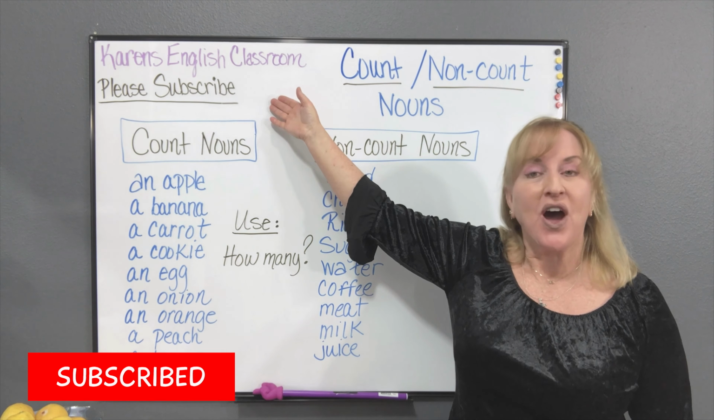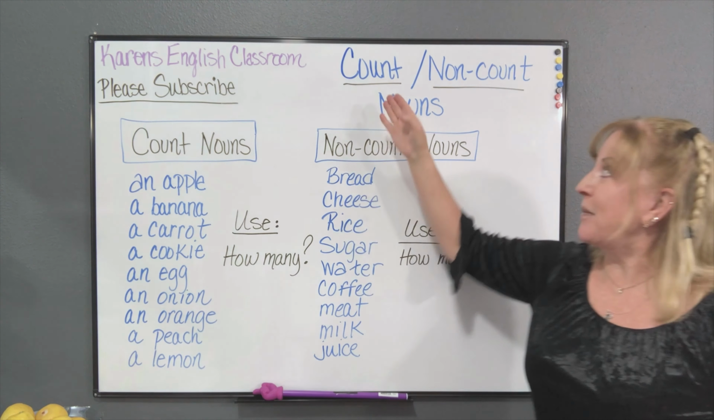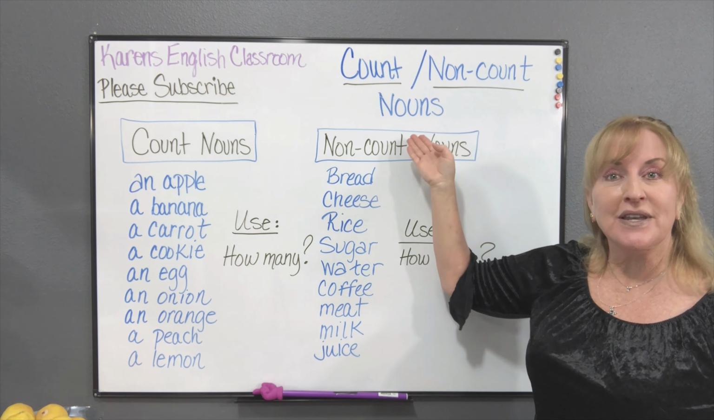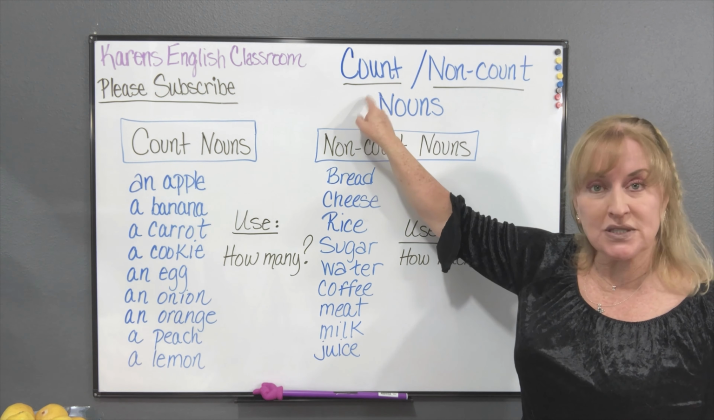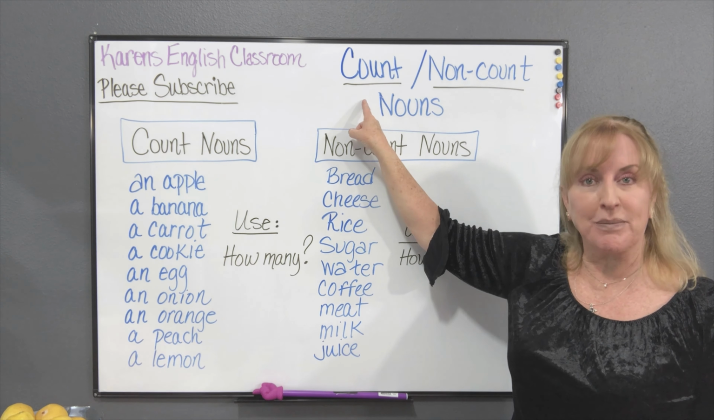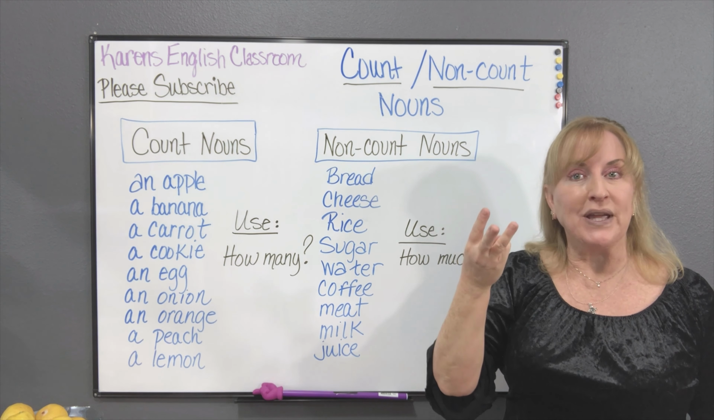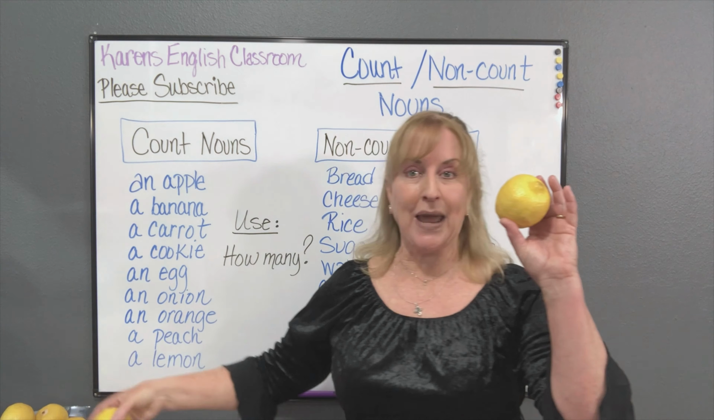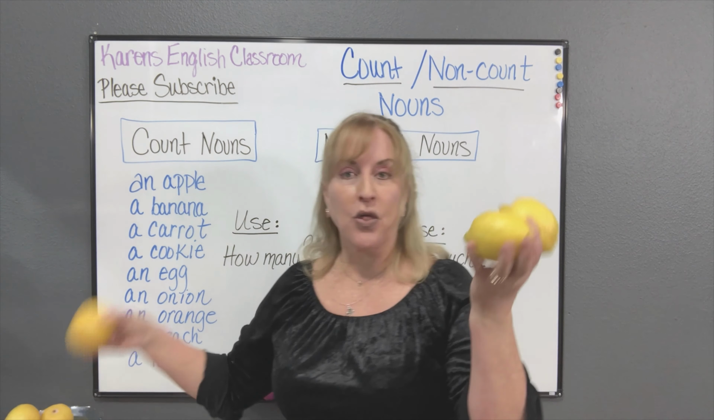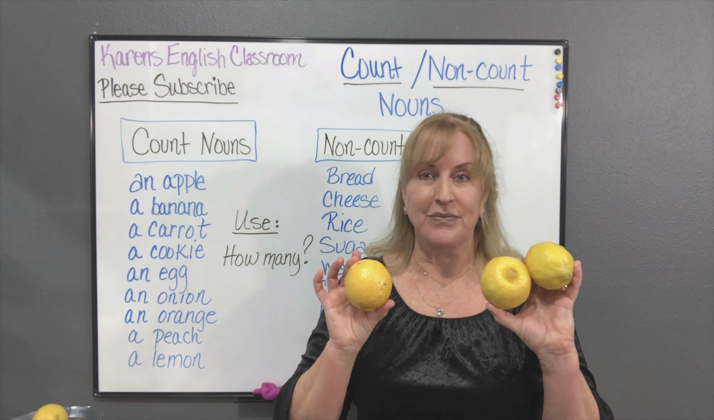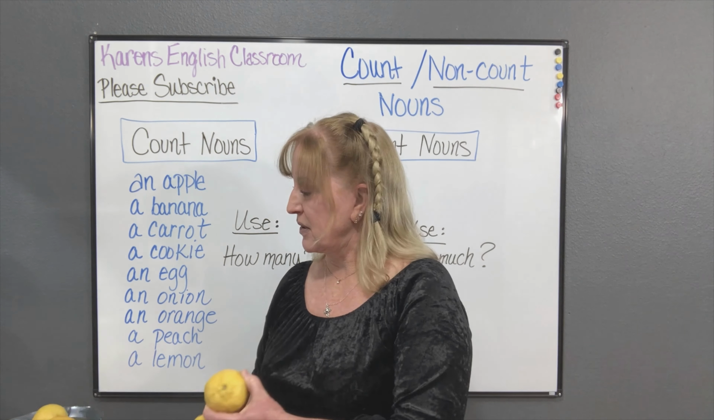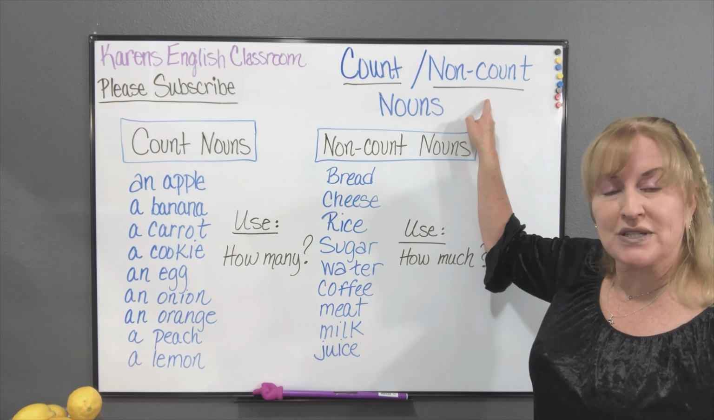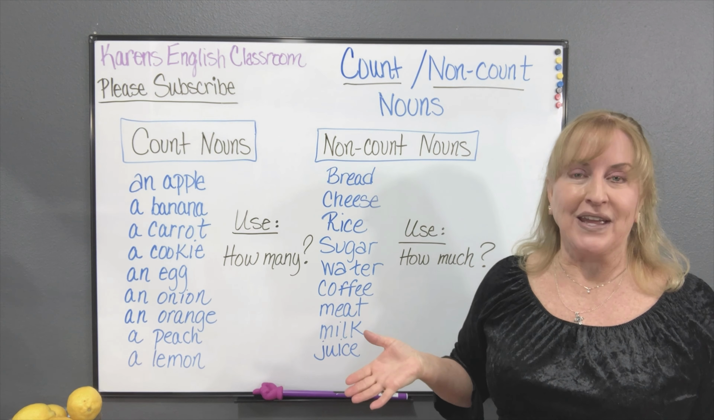All right, class, today we're going to learn about count and non-count nouns. Count is when you can count something: 1, 2, 3, 4, 5. If I have lemons, 1 lemon, 2 lemons, 3 lemons, I can count them. It's fairly easy to count. Now when I talk about non-count nouns, these are things I cannot really count.